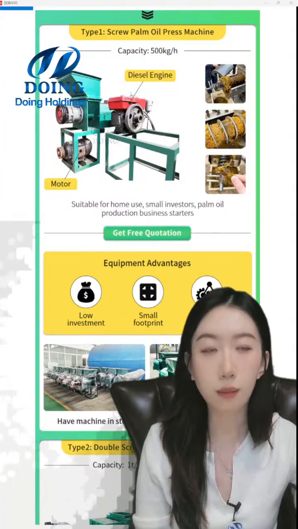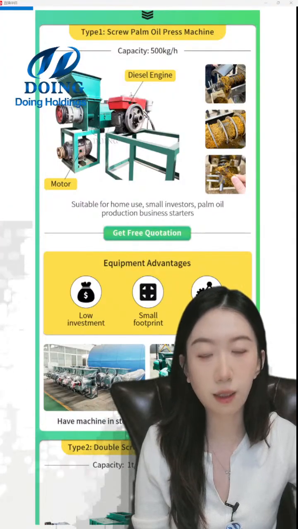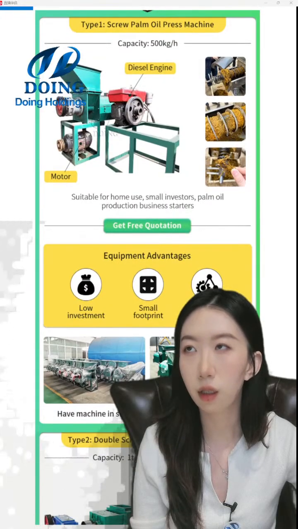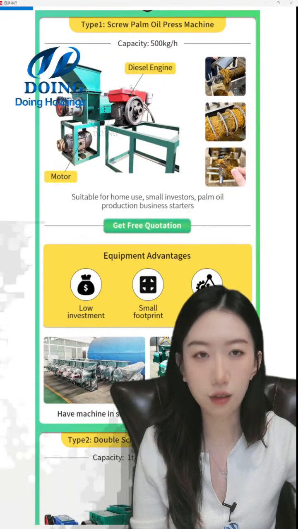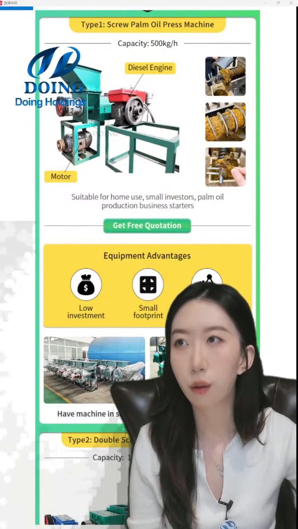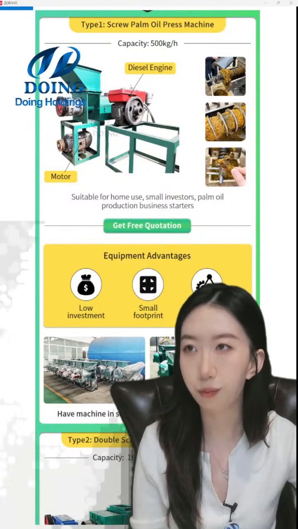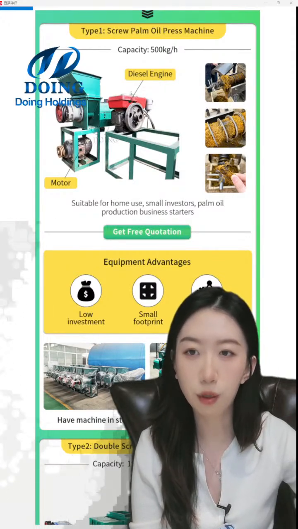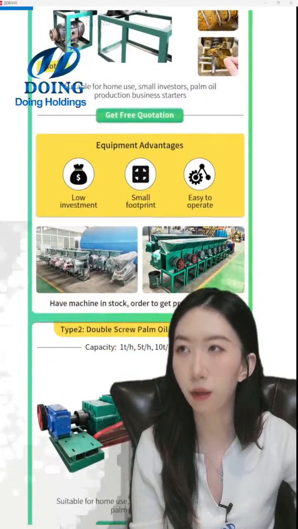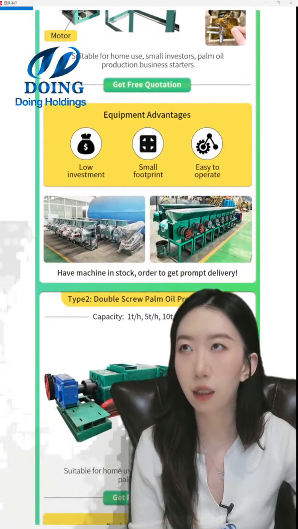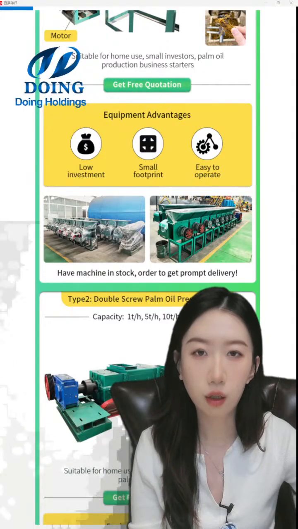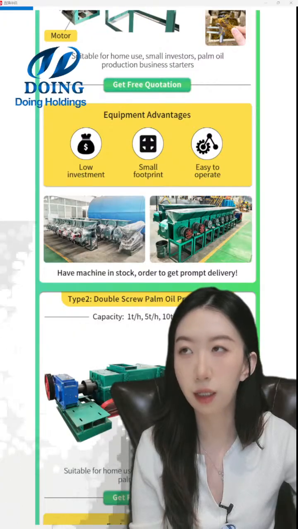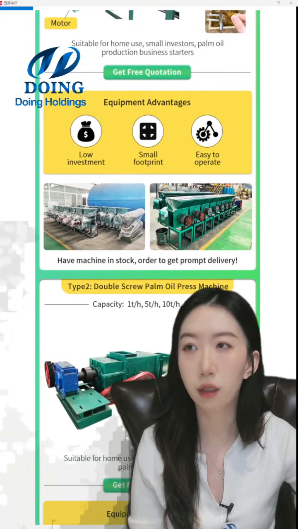So the automatic degree is lower than the other palm oil presser. It's suitable for home use and small investor palm oil production business starters. It doesn't need more investment cost, and it is easy to operate.